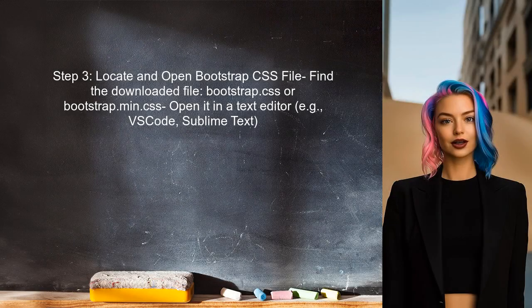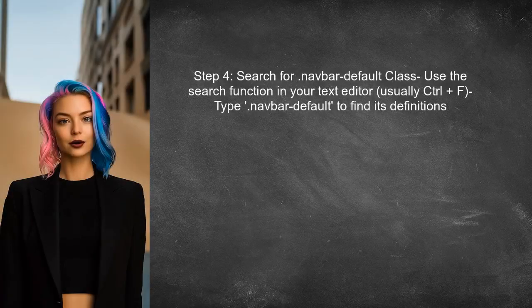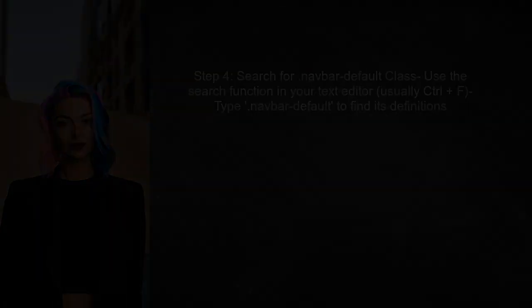After downloading, the user should locate the Bootstrap CSS file, typically named bootstrap.css or bootstrap.min.css. They can open this file in a text editor to view the full definitions. Finally, the user can search for the .navbar-default class within the CSS file. This will show them all the properties defined for that class, allowing them to make any necessary changes.